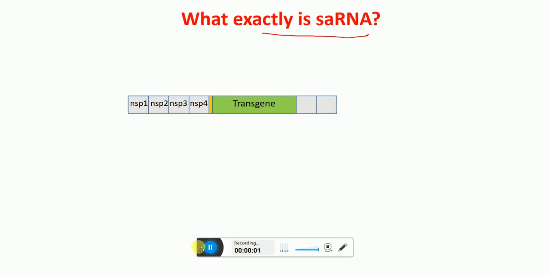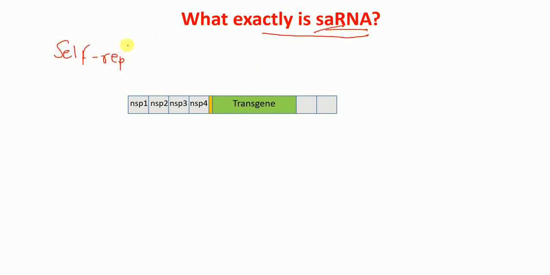Hello everyone. In this lecture today, I'm going to talk to you about what is self-amplifying or self-replicating RNA. As the name suggests, self-replicating means that this RNA replicates on its own. So what is it actually? How does it replicate? First I'm going to talk to you about two kinds of RNA, self-replicating RNA, also called self-amplifying RNA, and messenger RNA.